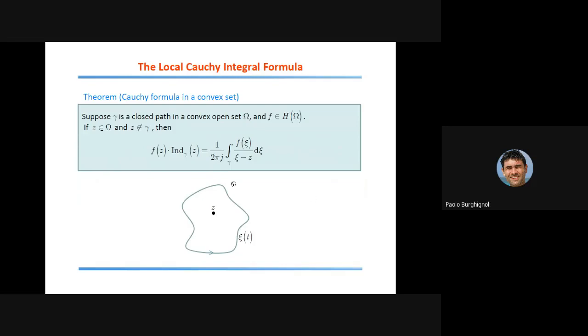can write this fundamental relation which tells you that the value of the function f at the chosen point z multiplied times the index of z with respect to gamma is equal to the right-hand side, which is 1 over 2 pi j of the integral of the function f, now calculated with the argument xi, divided by xi minus z. Note that if the curve does not wind around the point z, so the index is equal to 0, then this tells us that the right-hand side is equal to 0. Otherwise, we have a representation of the function f inside the curve gamma.